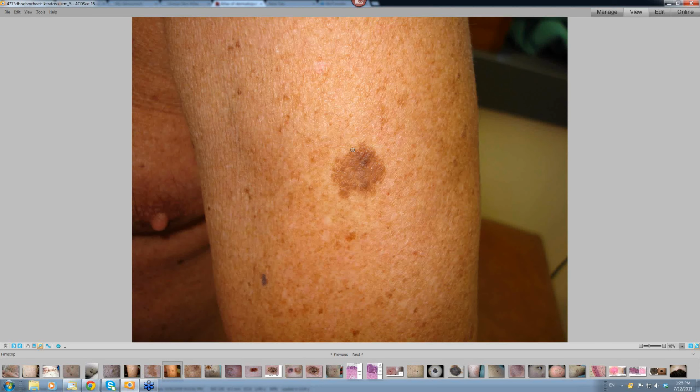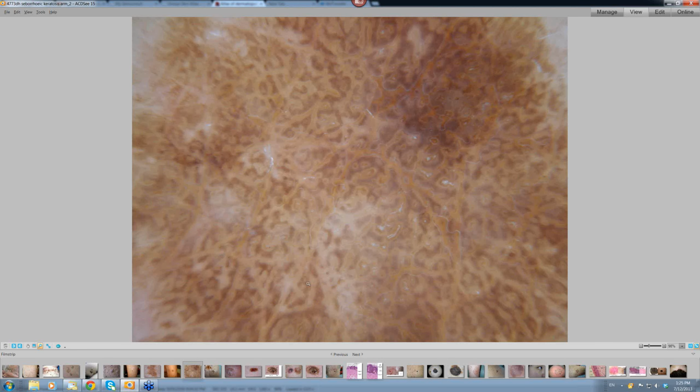Here's another one on the leg, slightly more raised, fairly uniform color. And if you have a little look at the dermatoscopy of that, you'll see these various crypts, almost like the surface of the brain, crypts and gyri. So this is a very typical dermatoscopic image of a seborrhoeic keratosis. These are invaginations in the surface of the epidermis filled with layers of keratin.